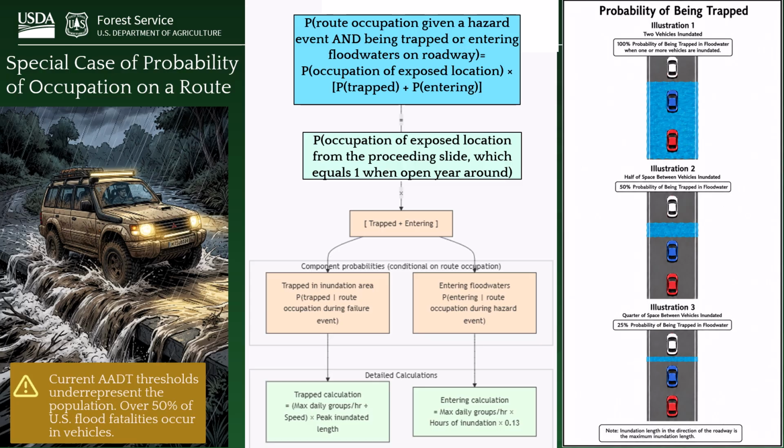In my opinion, we should only include unintentionally entering floodwaters based on the ability to detect the hazard, which should have a deterministic or probability distribution much lower than 13%. Reliance on average annual daily traffic-based exclusion thresholds may significantly underrepresent exposure.